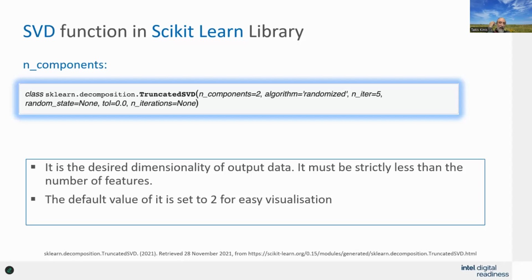Here we look at one of the important parameters, the number of components, or n_components. It says it's the desired dimensionality of output data, and it must be strictly less than the number of features. So, in other words, if we have a lot of features, whatever we select for that number must absolutely be less than that. By default, it's set to 2, for easy visualization. And this ties back to something I heard at the conference today, that simpler models sometimes actually work more effectively, which I think is fascinating.